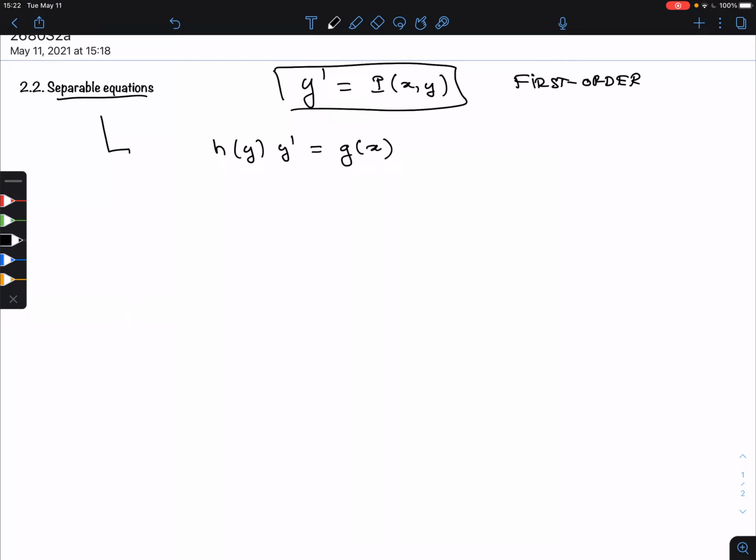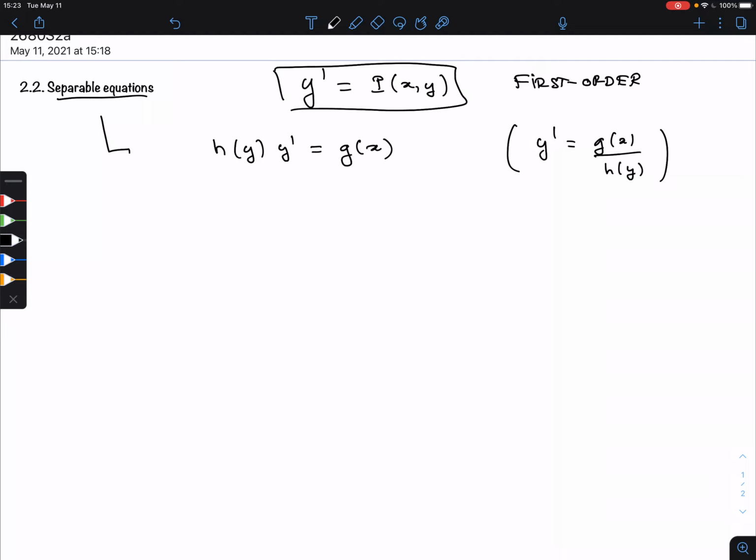True. If I want to write it in the standard form, I have to divide by h. If I do this cross multiplying or dividing by h, whatever you call this, you get this expression, which is now of the form first order. So it is first order, but it is written in a special form.